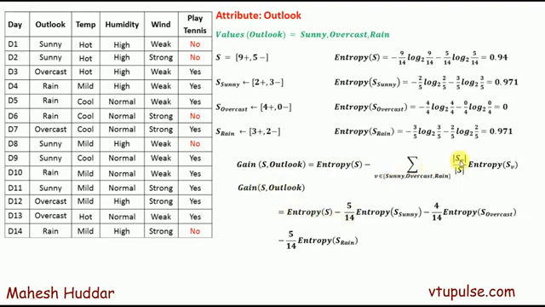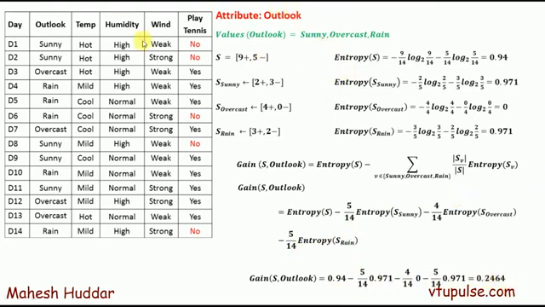So how many number of times the first one, sunny, is appearing? 2 plus 3, that is 5 times. Total number of examples are 14, so 5 by 14 entropy of S sunny, minus. How many number of times overcast is coming? It is 4 times, 4 divided by 14 entropy of S overcast, minus 5 by 14 entropy of S rain. If you put the values of all the entropies, we will get the final answer as 0.2464. So this is the information gain of the outlook attribute.